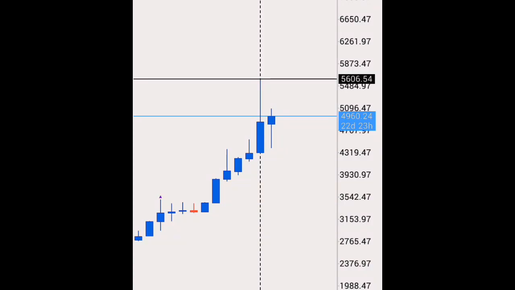Also, I want to do a top-down analysis on gold and show how I get the daily open on MT5. So I mark the previous daily high and the previous daily low.